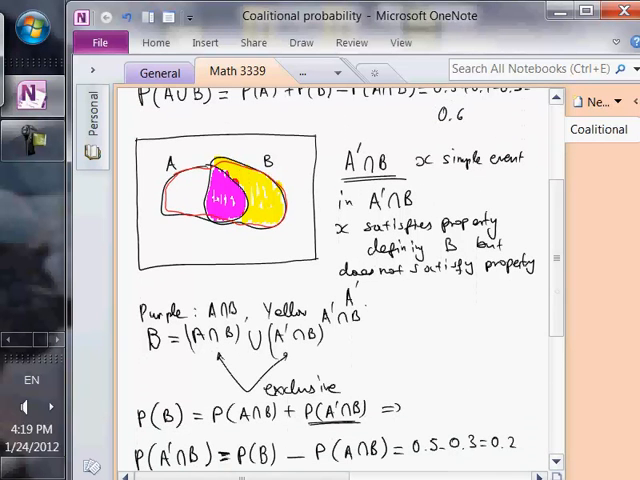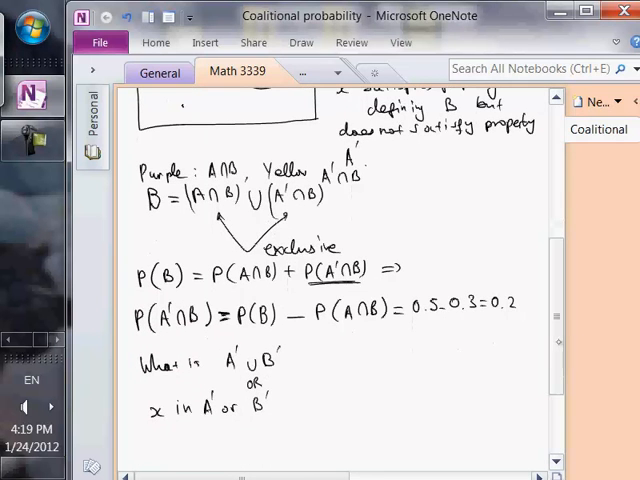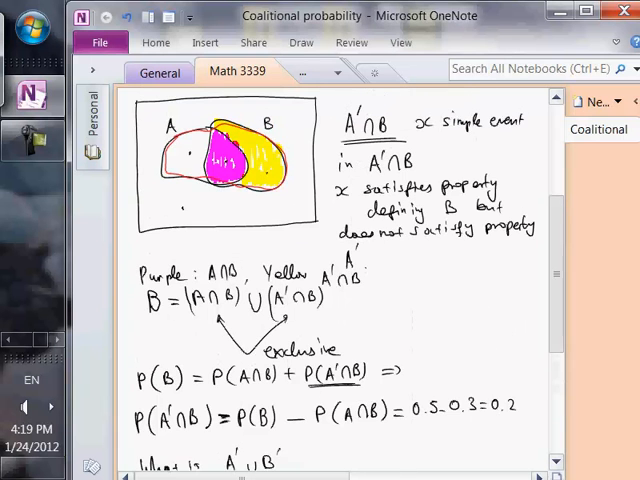It should be everything except the purple. Why? Because if you are here, of course, you don't satisfy either of them, okay? If you are here, X does not satisfy B. So that fits the OR description. Likewise, if X is here, it does not satisfy the property that defines A, but satisfies the property that defines B. The only position that is not allowed is the purple. So that allows X to be everywhere but on the purple region.